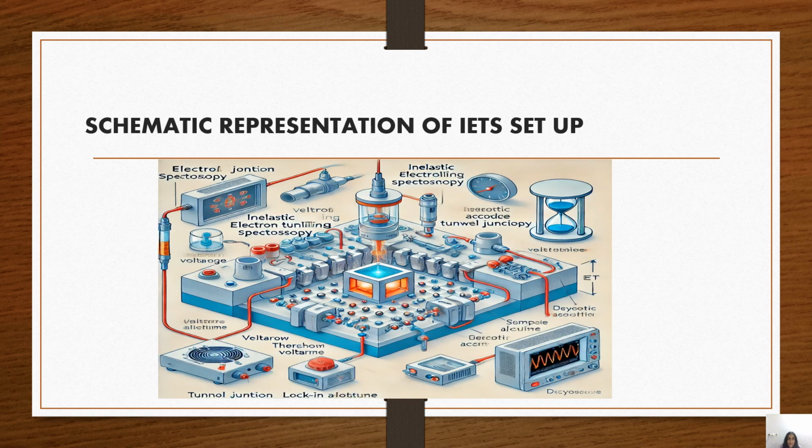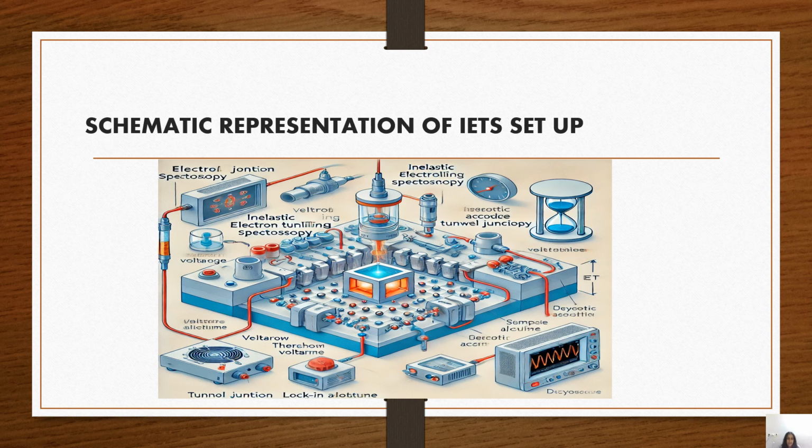Here is the schematic representation of the IETS setup. In this, we can see the lock-in amplifier. Basically, a lock-in amplifier is used to improve the signal to noise ratio by isolating the desired frequency of the tunneling current from background noise, allowing for clearer detection of inelastic tunneling events.